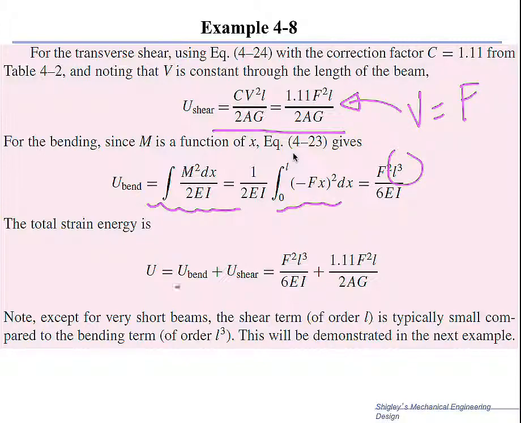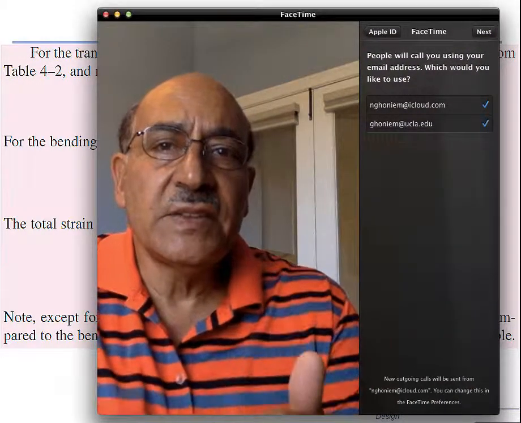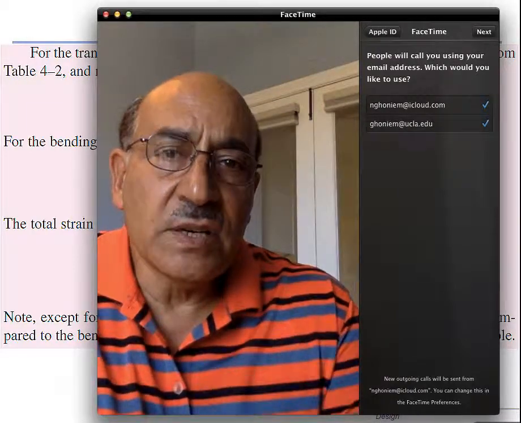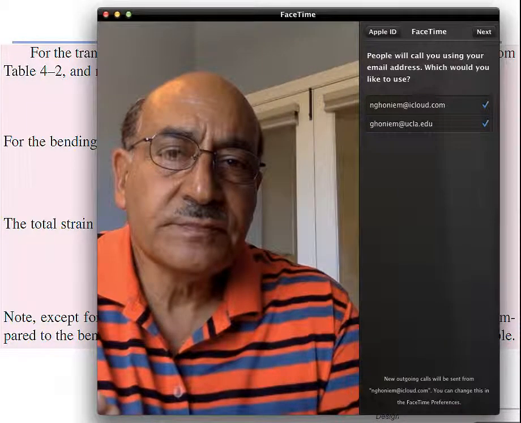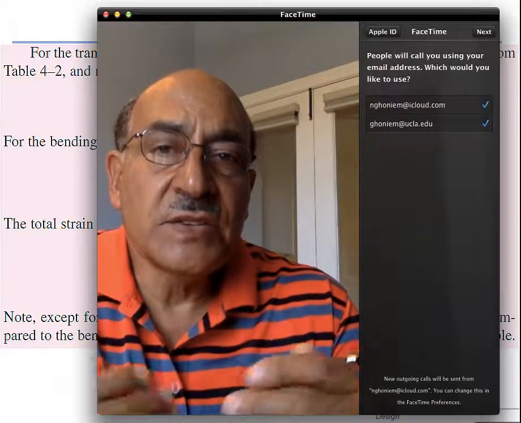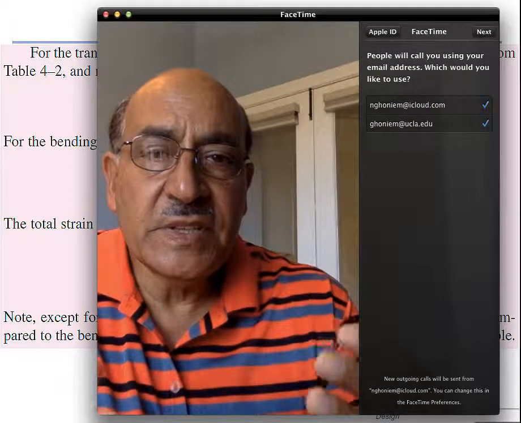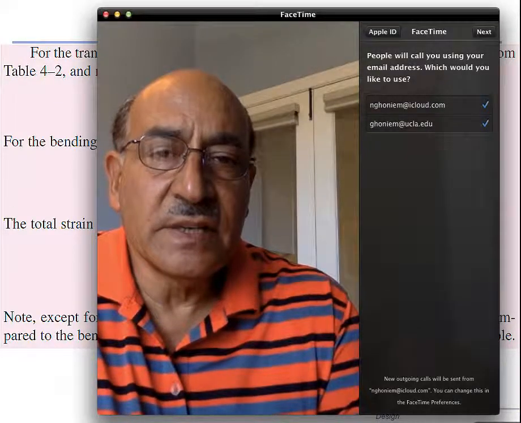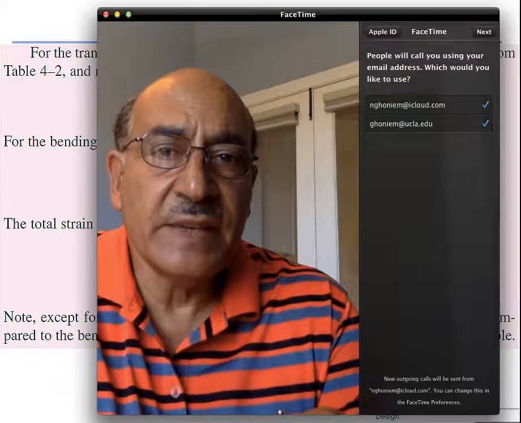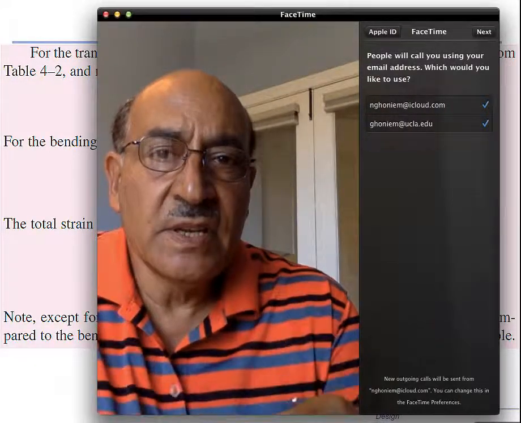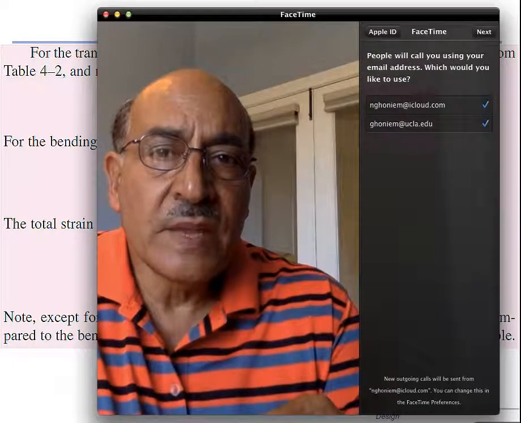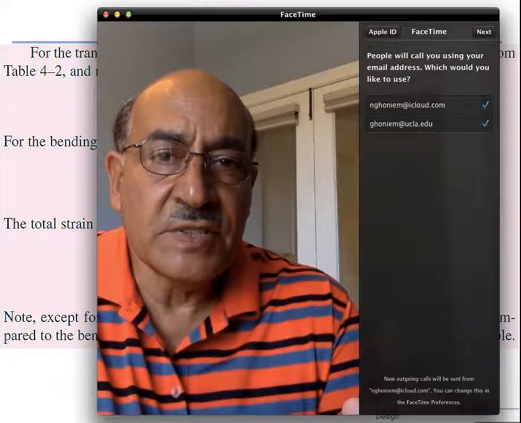So for the total energy, the energy stored in bending is proportional to L cubed, and the energy stored in shear is proportional to L. You can see now that as the beam becomes longer, you store more energy in bending than in shear because it depends on L cubed. Therefore, we would expect that if the beam is long and slender, most of the energy will be stored in bending. But if the beam is short and stubby and has a large cross section, then a significant amount of energy can be stored in shear.